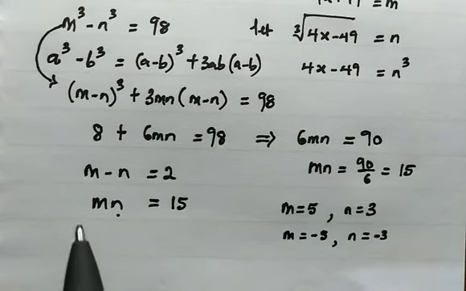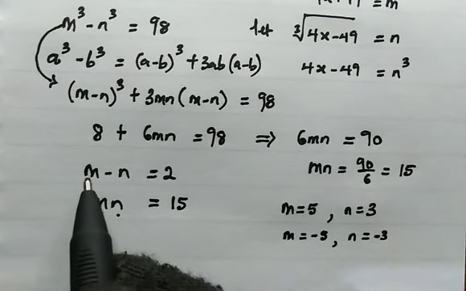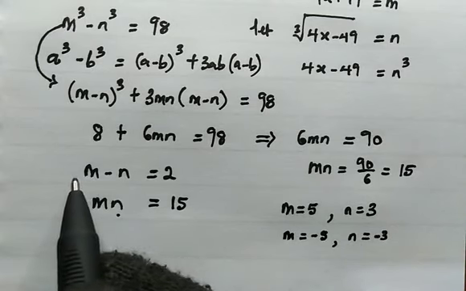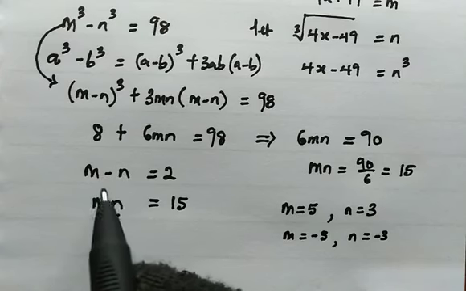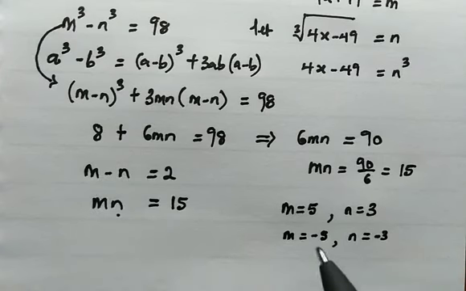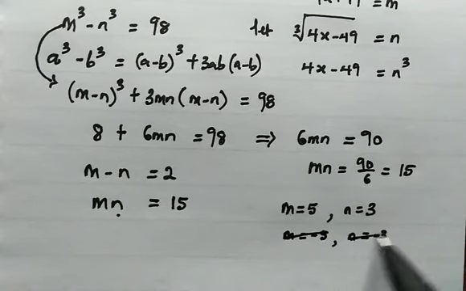Let's check it out. Okay, now, if m is equal to negative 5, we get negative 5 minus negative 3, which is the same as negative 5 plus 3, which is negative 2. So that does not satisfy the equation, right? So m cannot be negative 5 and n cannot be negative 3.